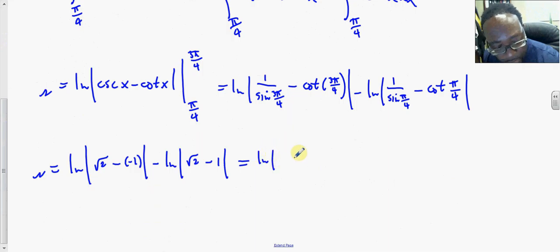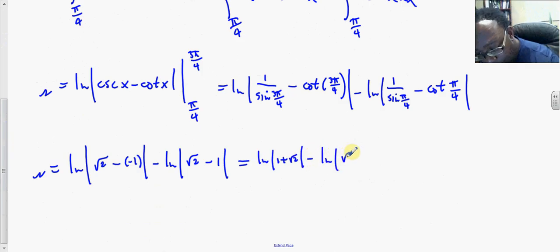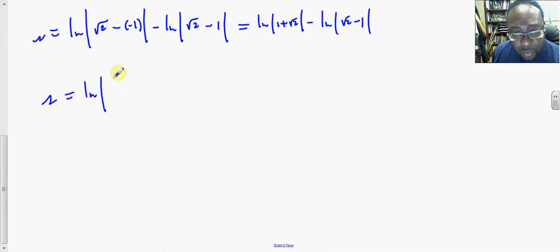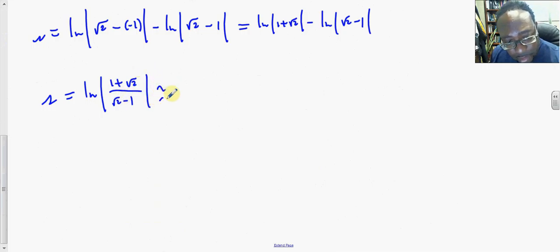So this gives us the natural log of 1 plus the square root of 2 minus the natural log of the square root of 2 minus 1. So the arc length is the natural log of 1 plus the square root of 2 all over the square root of 2 minus 1. And on the calculator, when you calculate that, you get 1.763.